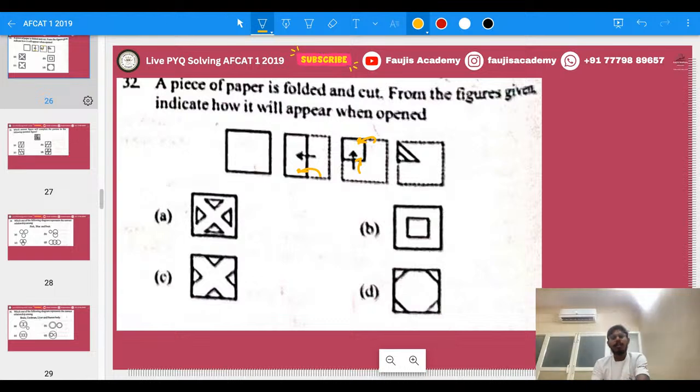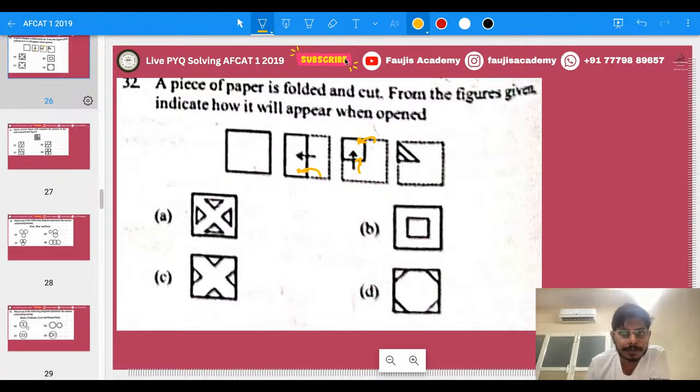32. What do you think about question number 32? Quick, guys, quick. What do you guys think about question number 32?